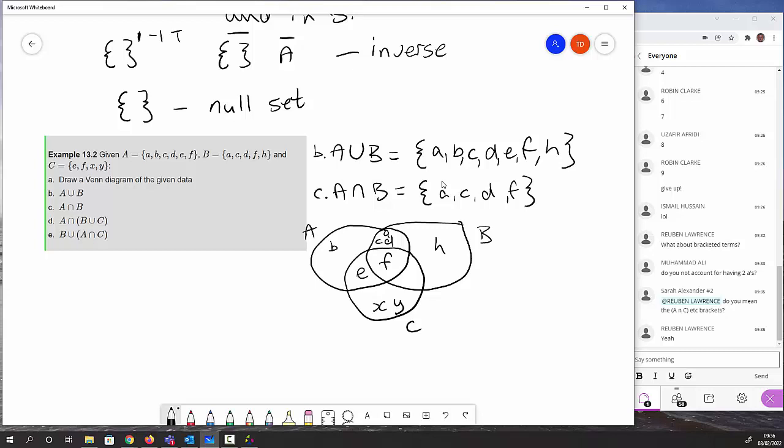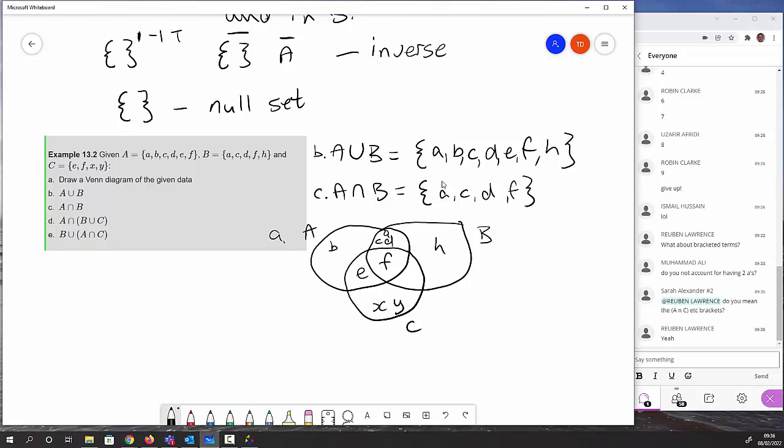So let me just check. In A, I've got A, B, C, D, E, F. In B, I've got A, C, D, F, H. Yeah, that's okay. And then in C, I can see that I've got E, F, and X and Y. So that's the answer to question A. Draw a Venn diagram of the whole thing. It's a scruffy Venn diagram, I grant you, but it is a Venn diagram.